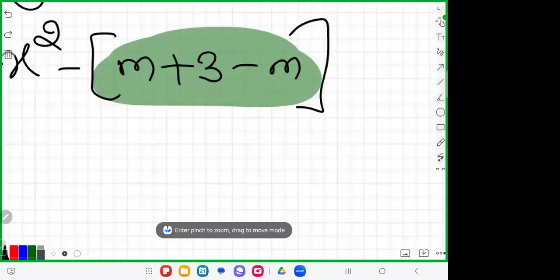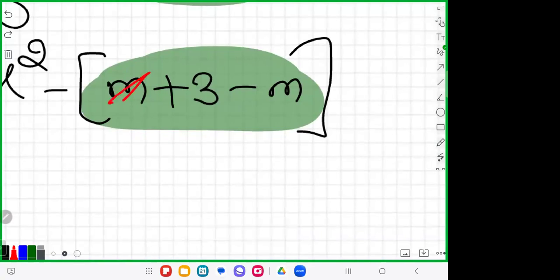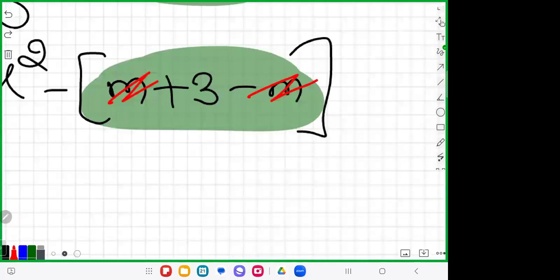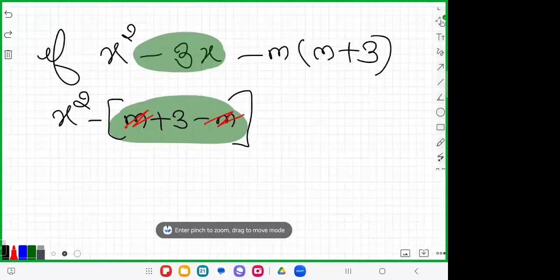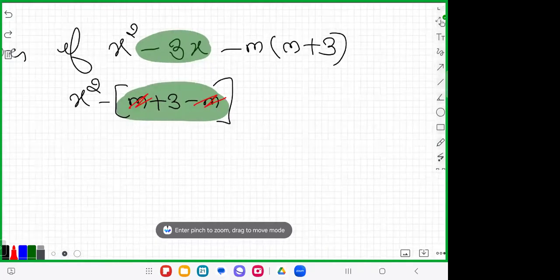What is m plus 3 minus m? This m and m will get cancelled. What is remaining? 3 will be remaining. There also the minus is there. So it is correct. The 3 you can write as m plus 3 minus m. This is the special type of question on m plus 3 minus m. We rewrite this 3 as m plus 3 minus m.